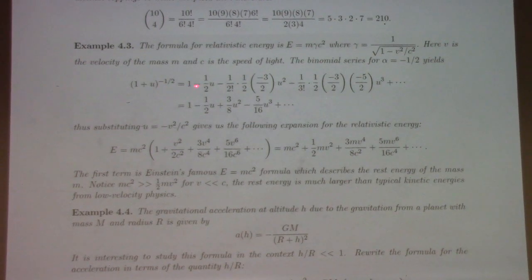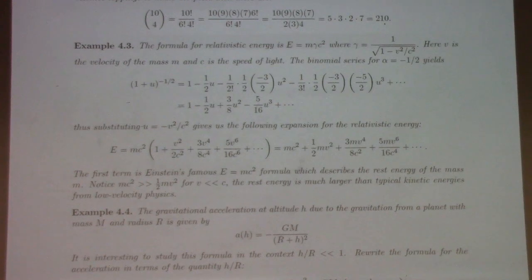I've got 1 plus alpha, which in this case is minus 1/2 u, and then plus 1/2 of alpha times alpha minus 1, which gives me minus 1/2 and minus 3/2. And then I've got the product of minus 1/2, minus 3/2, minus 5/2. I kept the minus out here. And that works out to 1 minus 1/2 u plus 3/8 u squared minus 5/16 u cubed.